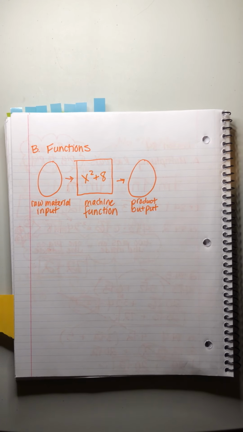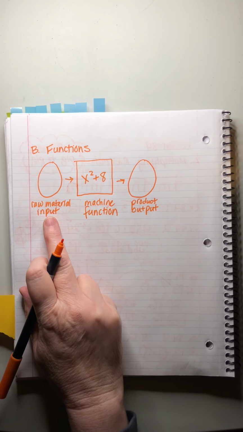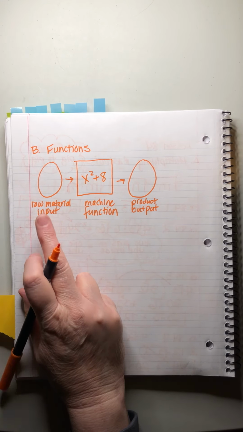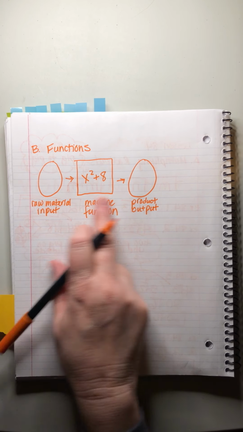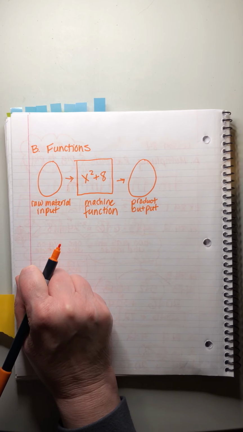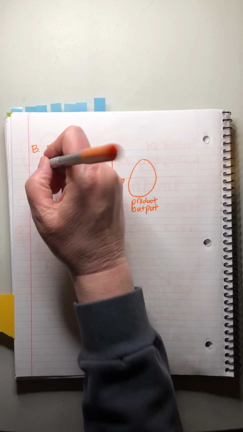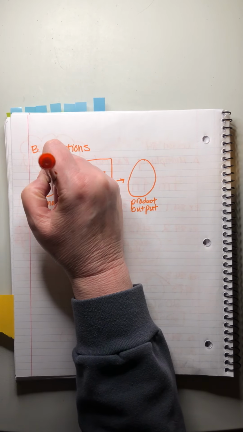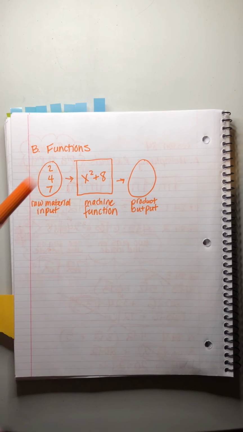That looks familiar. We've seen things like that all the time, right? No big deal. And when we use a function, what we do is we choose some raw material to put into the machine. Now, in this case, John has chosen for us, so we'll use his input. He chooses the numbers 2, 4, and 7. Of course, our raw materials are numbers.